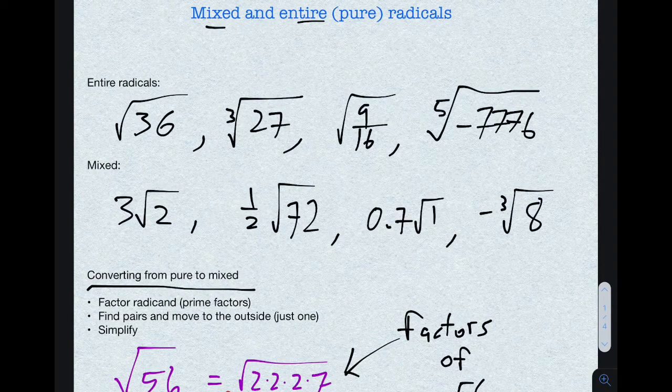For our mixed radicals, they do have something outside. It could be a whole number, a natural number, integer, whatever. It could be a rational number, a fraction, it could be a decimal. It could just be a negative sign, because really, what is that? That's a -1.